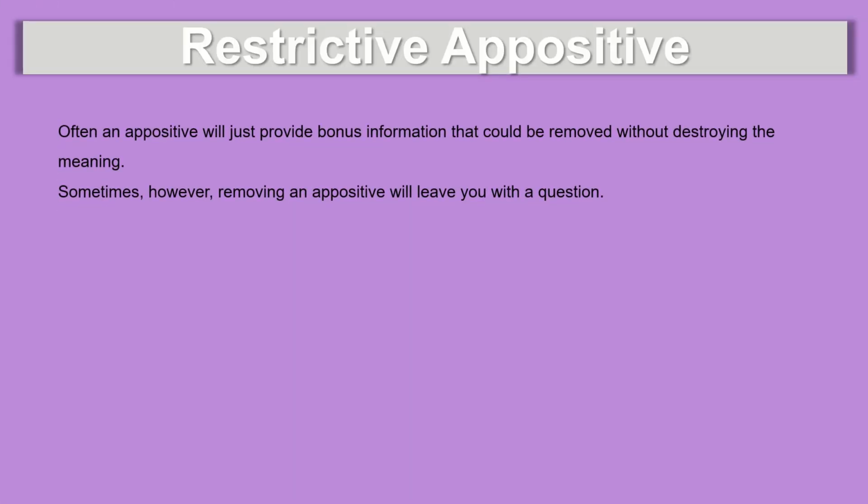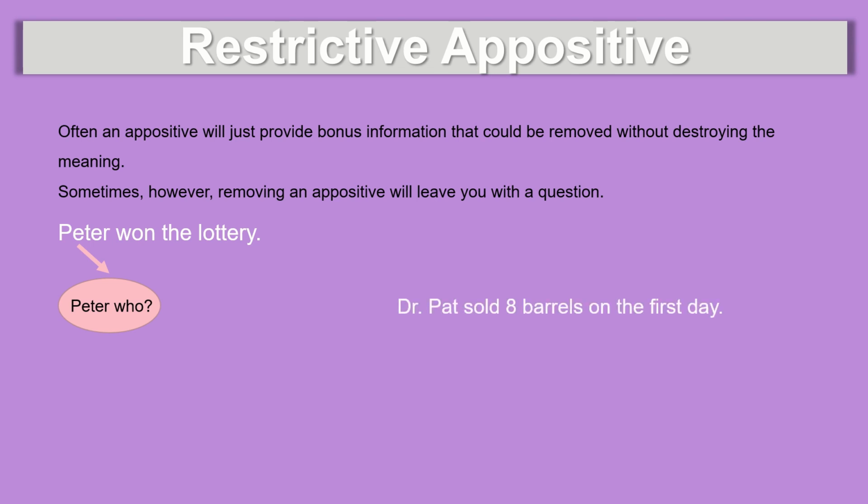An appositive often just provides bonus information that could be removed without destroying the meaning of the sentence. However, removing that appositive will leave you with a question. How come? Look at this sentence. Peter won the lottery. We don't know who Peter is. And also, Dr. Pat sold 8 barrels on the first day. Which Dr. Pat? For example, in a place there are several Dr. Pats. And we don't know which one sold 8 barrels on the first day.